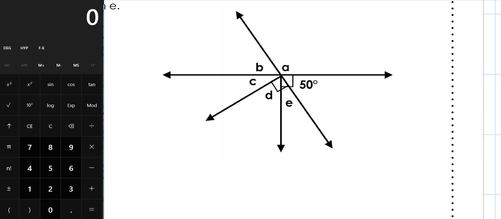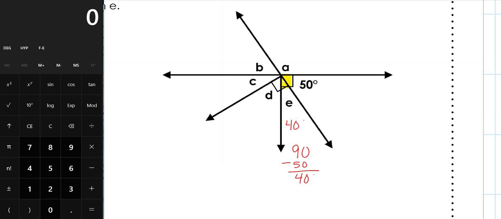One of the first things that I notice is I see a right angle that combines the 50 and the E. So a right angle is 90 degrees. To get E, I'm going to do 90 minus 50. And we see there's 40 degrees left over for angle E. So I have E.